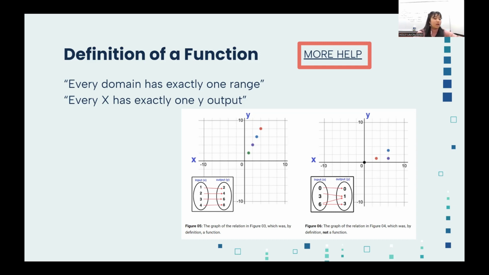So in this case, we've got two different figures, figure 5 and figure 6. In figure 5, every single one of our x's has exactly one y value. So as you can see, every single x has only one y. There's no duplicates. Whereas in our second figure, we have the 6 having two different y outputs. Right here, we have 6 with two y's. The second one is not a function.